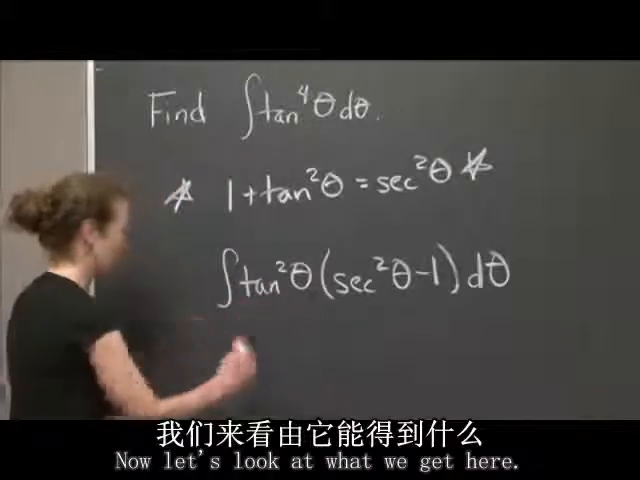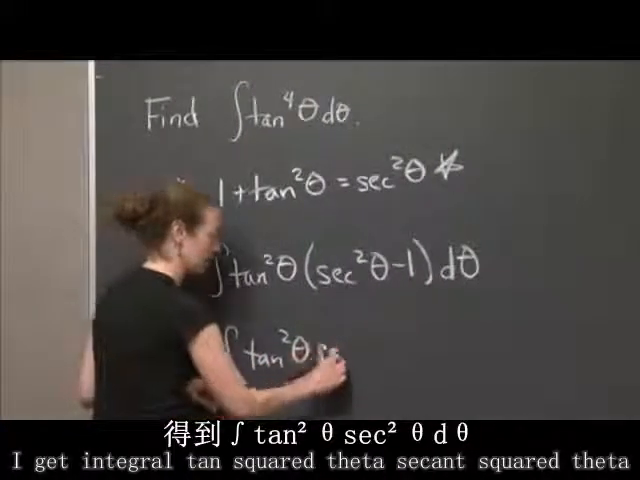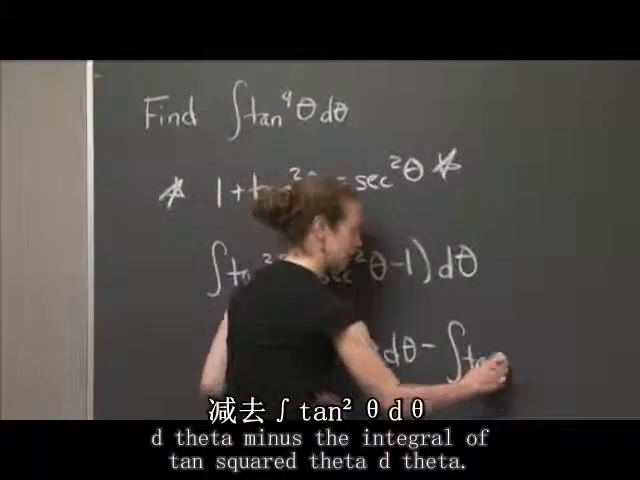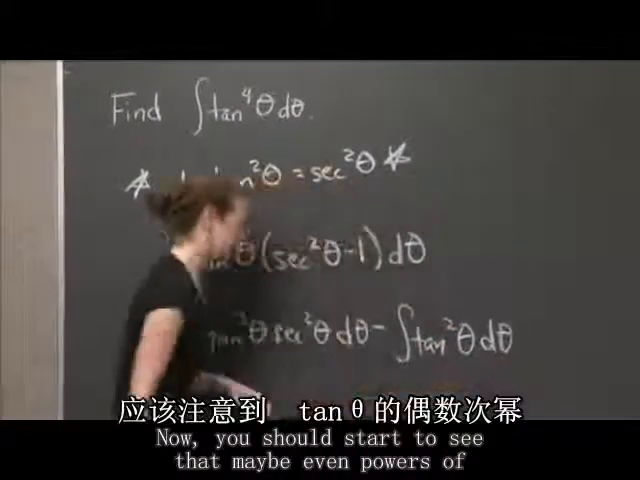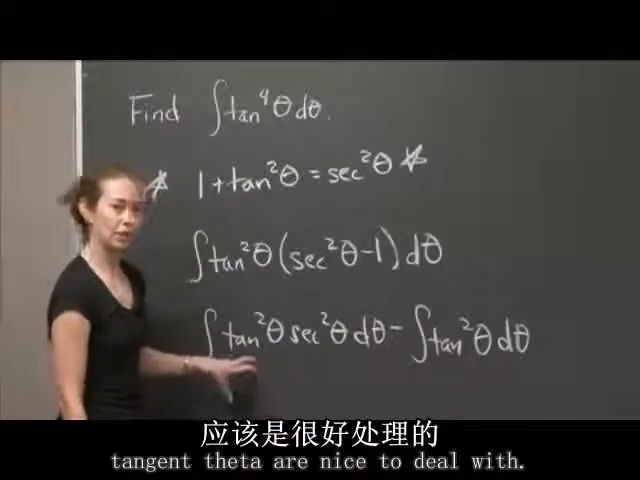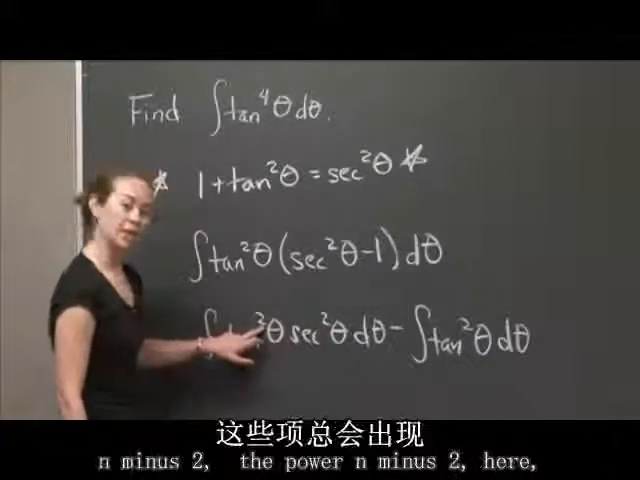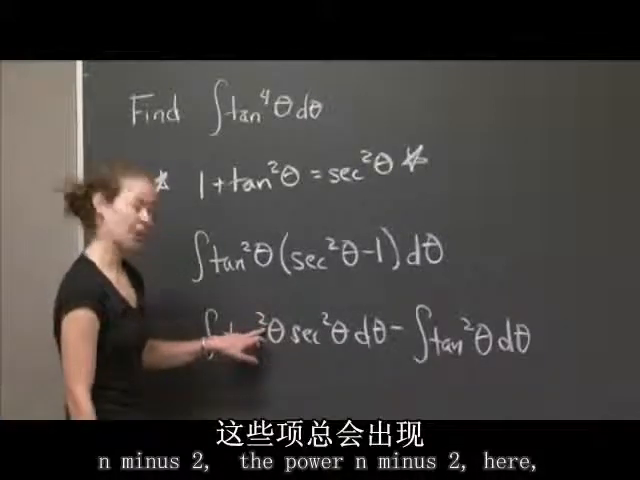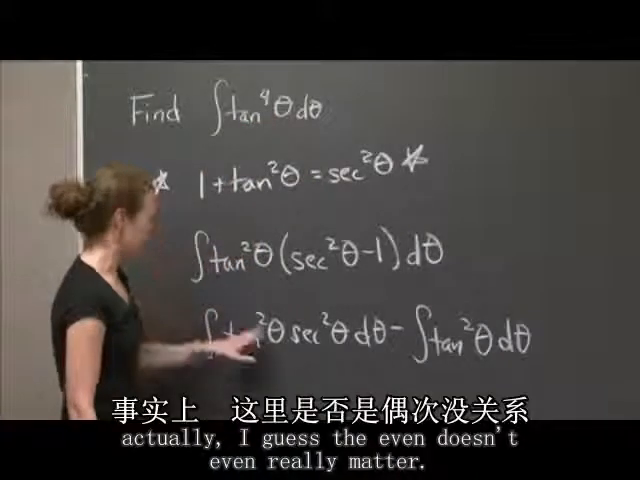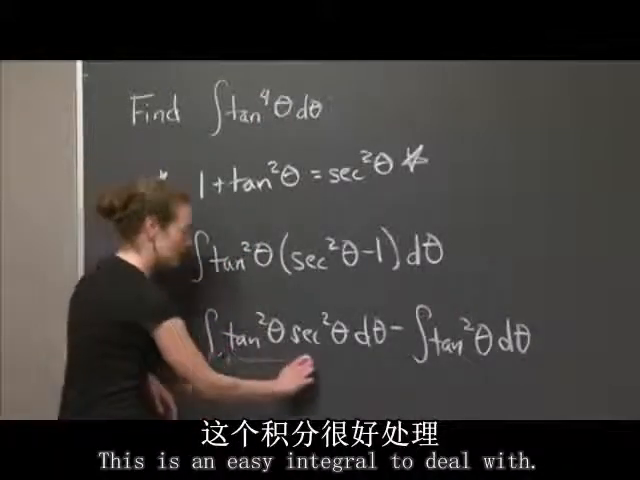All right, now let's look at what we get. If I distribute this, I get the integral of tan squared theta secant squared theta d theta, minus the integral of tan squared theta d theta. You should start to see that maybe even powers of tangent theta are nice to deal with, because this kind of thing is going to happen. This is going to happen every time, with the power n minus 2 here for any n I have up here. The even doesn't really matter. I could have any n, and this would be n minus 2 down here. This is an easy integral to deal with.